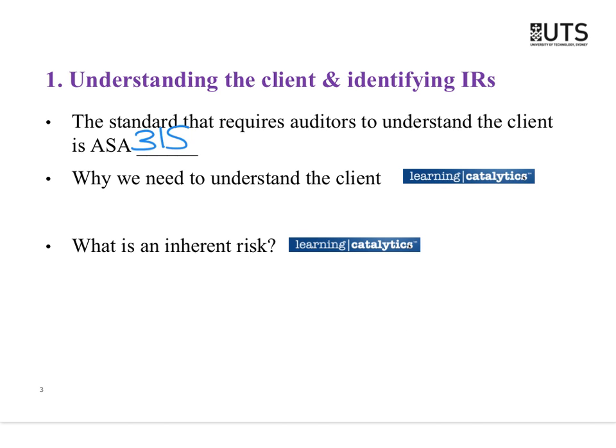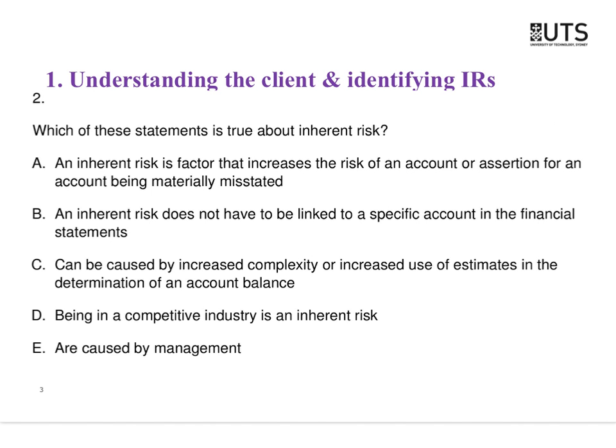Okay, so next question that's about to pop up that you should be able to see on your device right now says, which of these statements is true about inherent risk? Multiple choice, again. A, the inherent risk is a factor that increases the risk of an account or assertion for an account being misstated. B, an inherent risk does not have to be linked to a specific account. C, can be caused by increased complexity or increased use of estimates. D, being in a competitive industry is an inherent risk. And E, inherent risks are caused by management. Pick the ones that are correct.